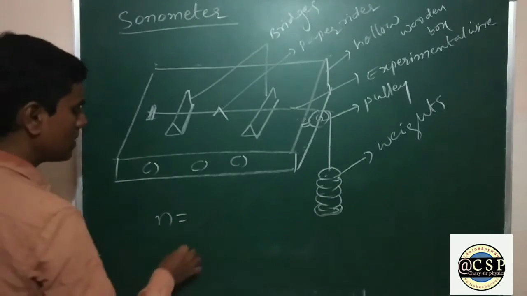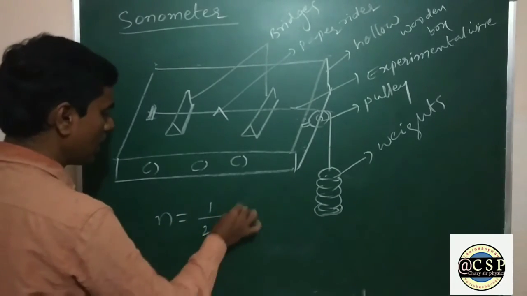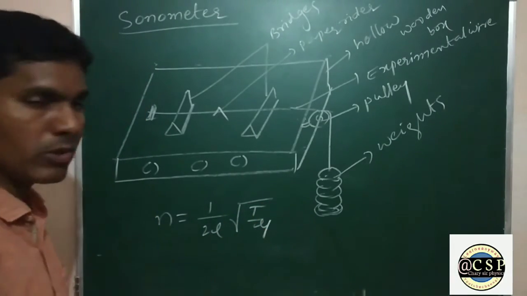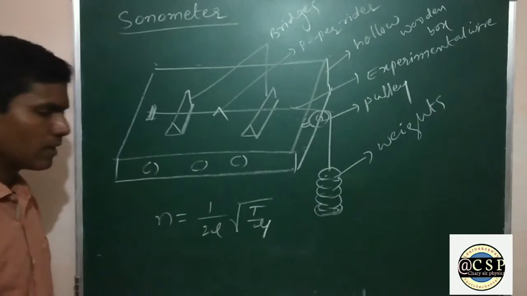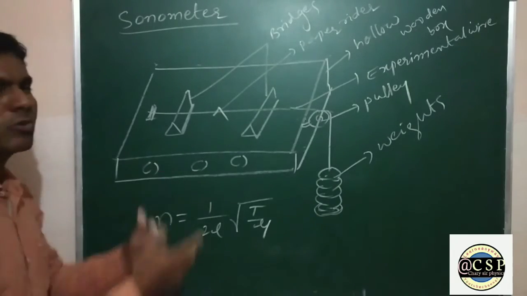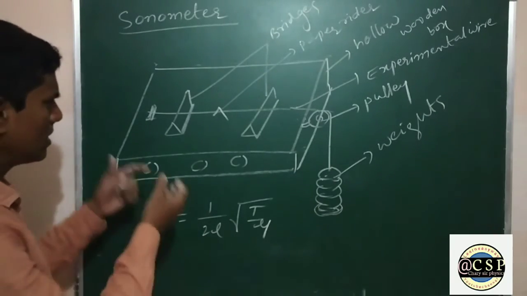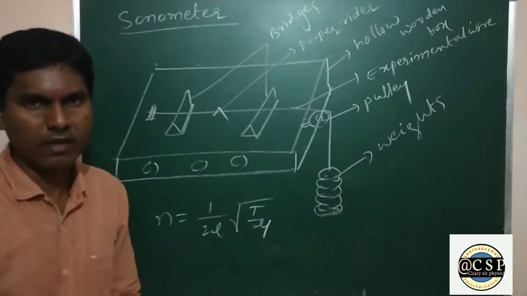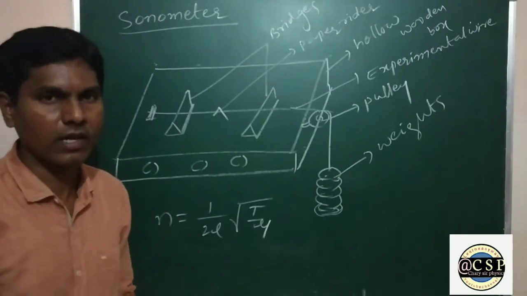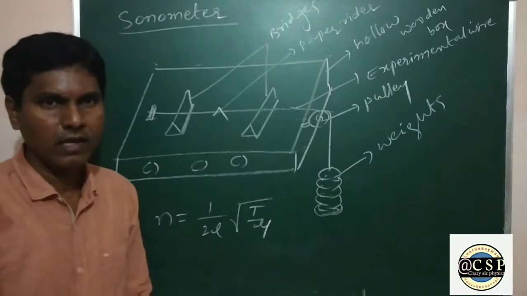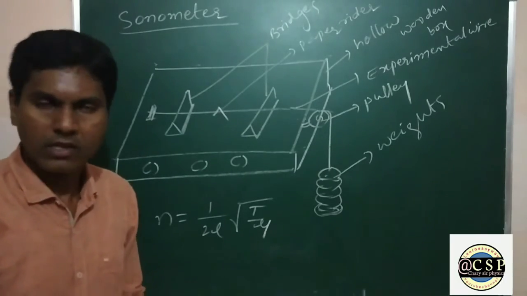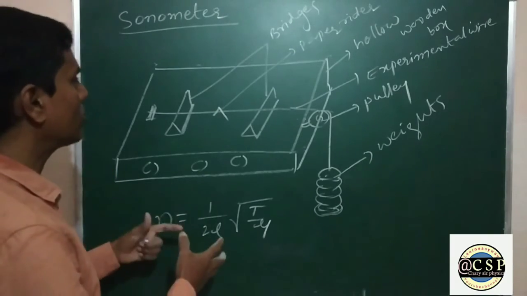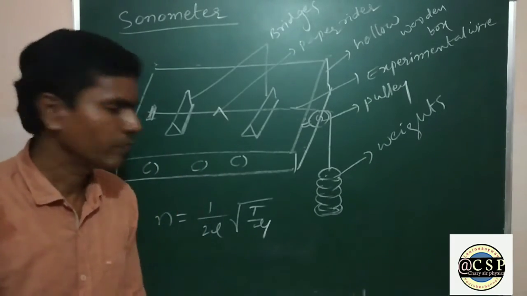frequency of the string, which is n equals 1 by 2L under root T by mu, where T is the tension in the string, mu is the linear density, and L is the length between the two bridges. It is one of the very simple experiments to find the length between two bridges for maximum sound, to verify the laws of stretched string. For that purpose we use this experiment.